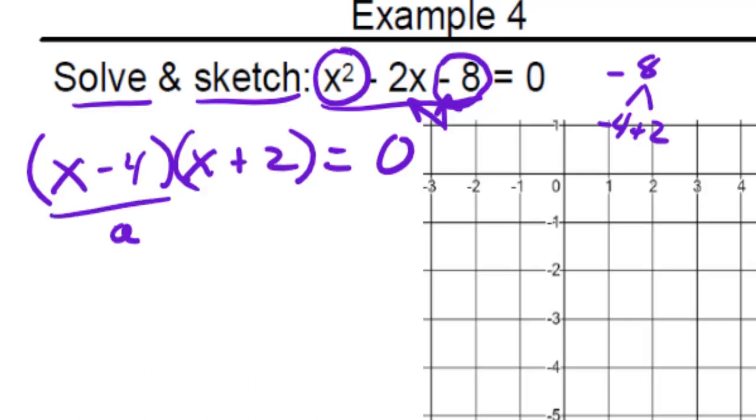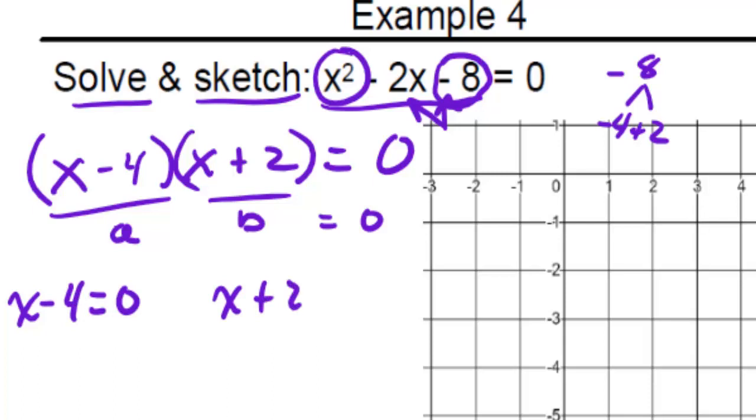Again, this is a and this is b. So if a times b equals 0, then a must equal 0, or b must equal 0, or both. And I just keep solving.